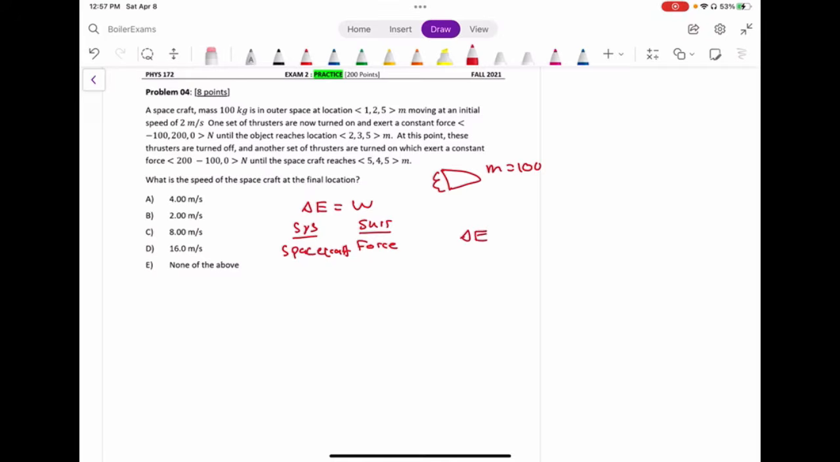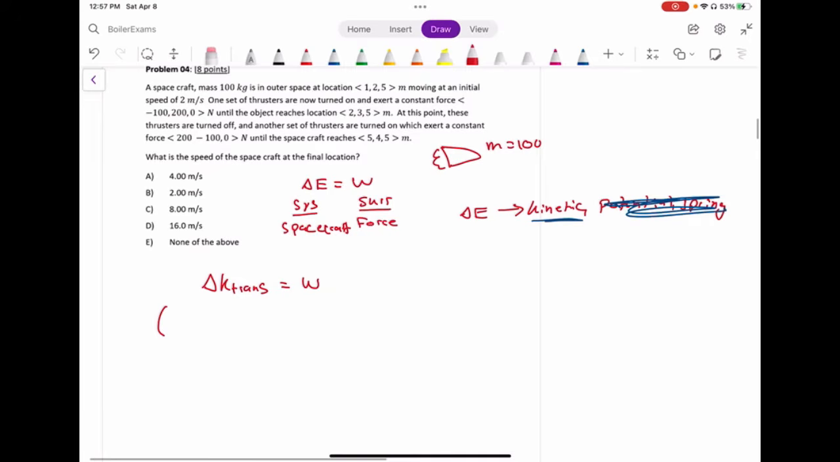Let's see here. Our delta E is usually comprised of a couple of things. You've got kinetic energy, potential, maybe spring. It can be comprised of all of these things. The only relevant one in this problem is going to be our kinetic energy, so we can just ignore everything else. So delta K trans equals work. We can set that up. So therefore we can say half m v final squared minus half m v initial squared equals work. And I'm going to call this work total.